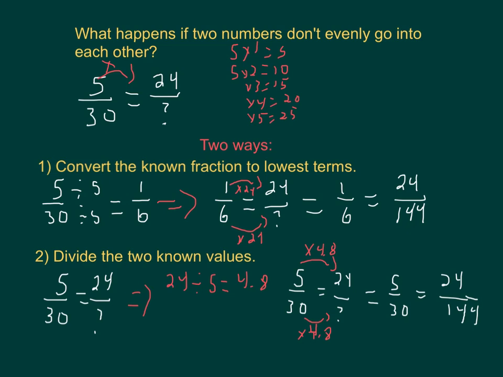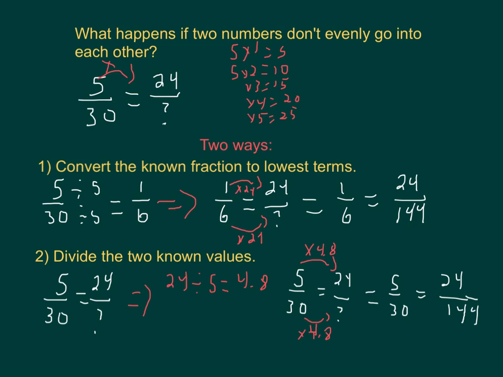So 1 times what gives me 24? Well, we know 1 times 24 gives me 24, so I apply that to the bottom as well. 6 times 24 equals, and we look at it, 144. So we know right away that it's actually 144. We're good to go.